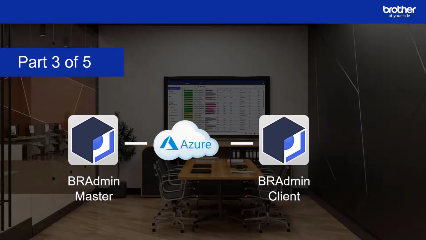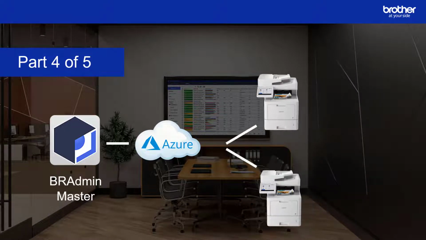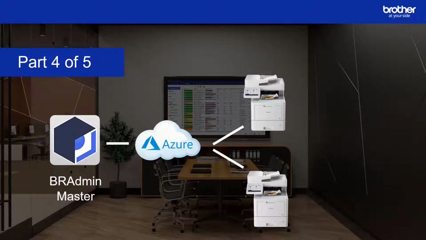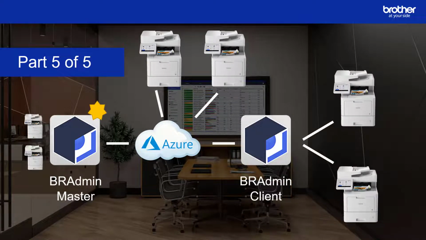In part 3, I will explain how to create and install the client version of BRAdmin, which is one of two ways to get remote Brother devices communicating with Azure. In part 4, I will explain the alternative way by getting Brother devices communicating with Azure Direct. In the final video, I will return to the BRAdmin Master in order to view remotely connected devices.